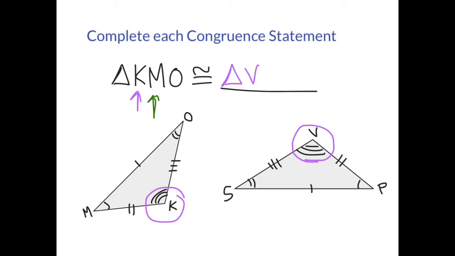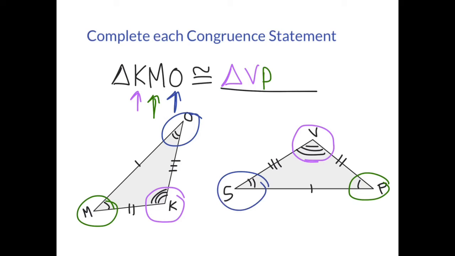Then if I come in for M, M has 1 arch, so in this triangle, P is the one that has 1 arch, so that's going to be angle P. And then the last one, O, has the 2, and S has the 2. So triangle KMO is congruent to triangle VPS.